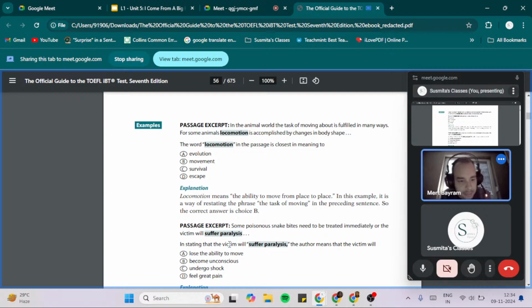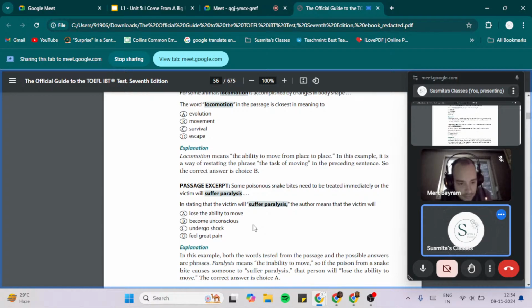Is it A? A, lose the ability to move. Okay, that's correct. Because most of us might know what paralysis is, right? To suffer paralysis means to go through the disease of paralysis, I would say. It's not actually a disease, it's kind of a thing that you have, like a paralysis attack or paralysis arrest, we usually call it.